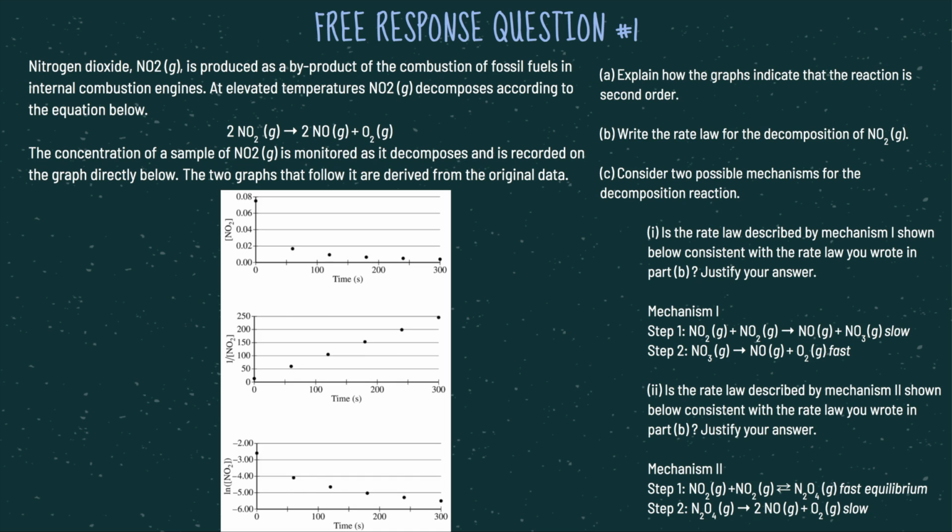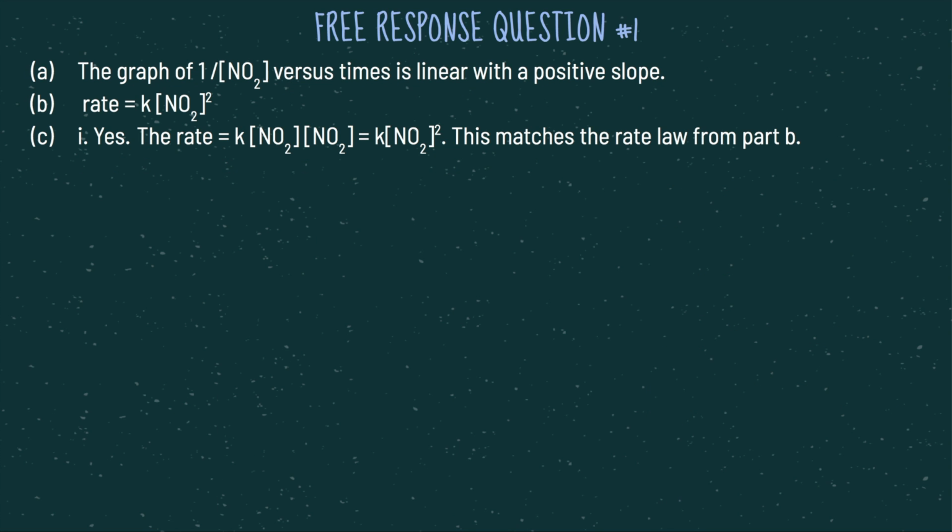For the first part of part C, it asks us if the rate law described by mechanism 1 is consistent with the rate law we wrote in part B. For reactions that have multiple steps, the slowest step is the rate determining step. This means that we will use the first step for the rate law. For an elementary step in which the reaction is a reactant plus that same reactant equals a product, the rate law is rate equals K times the concentration of the reactant squared. This means that the rate laws do match.